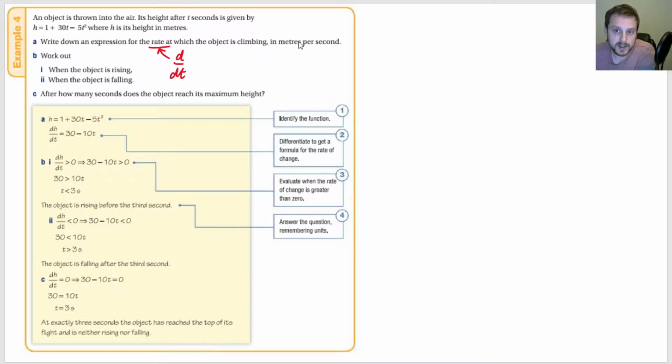So it actually says, look, it's in meters per second. So this was originally in meters. We now want something that's in meters per second, so we're going to differentiate it. So that's that answer there.